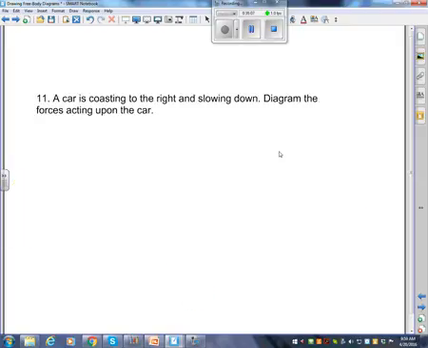Number 11, car is coasting to the right and slowing down. Diagram the forces acting upon the car. Okay, we got on earth, weight force. Alex, we got a normal force here? Yep. Convince me, you know. Yes. Okay, it's coasting to the right and slowing down. Alex, what's causing it to slow down? What force? Which way do I draw friction?